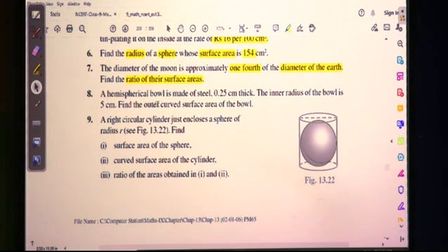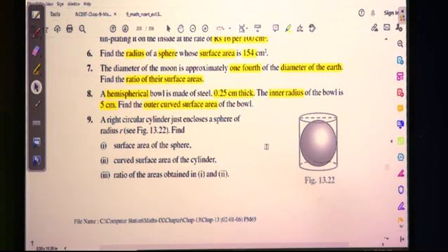A hemispherical bowl is made up of steel. A hemispherical, it is a hemisphere. Bowl is made up of steel, 0.25 centimeter thick. What is given? 0.25 centimeter thick. The inner radius of the bowl is 5 centimeter. Find the outer curved surface area.